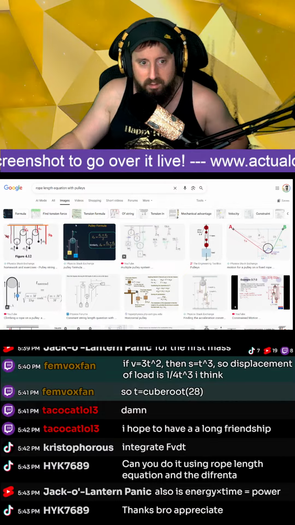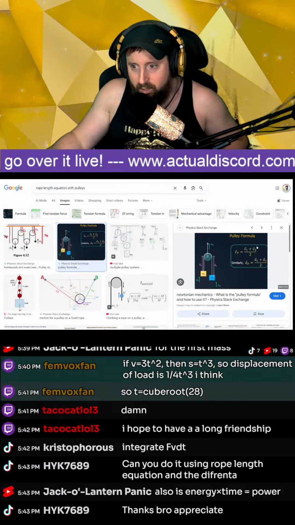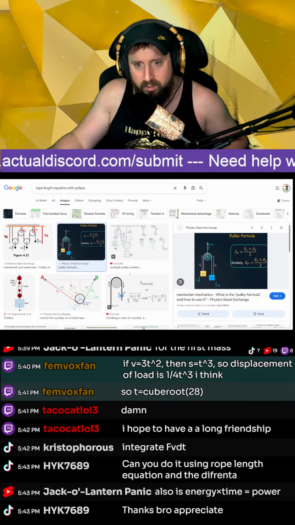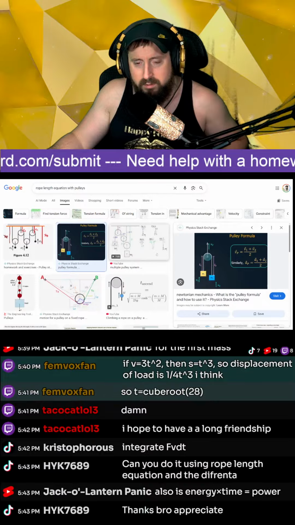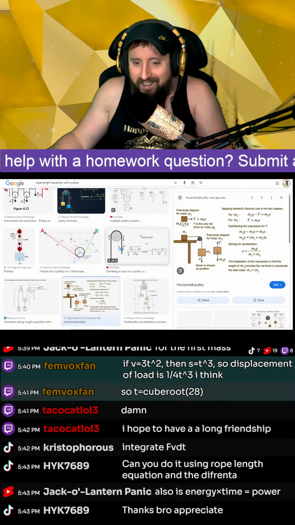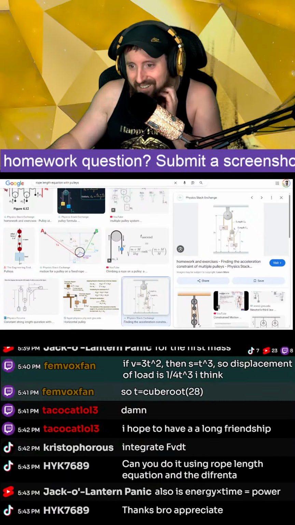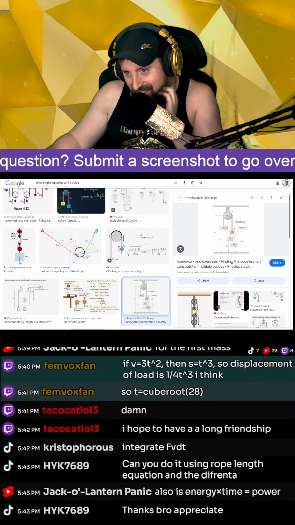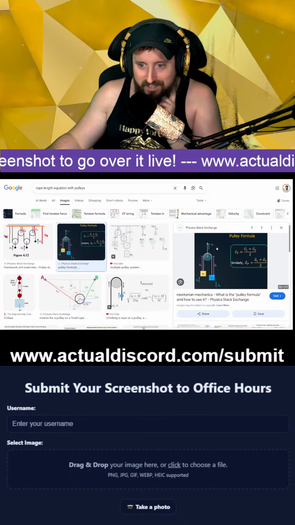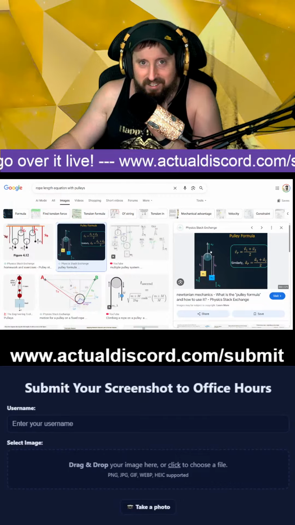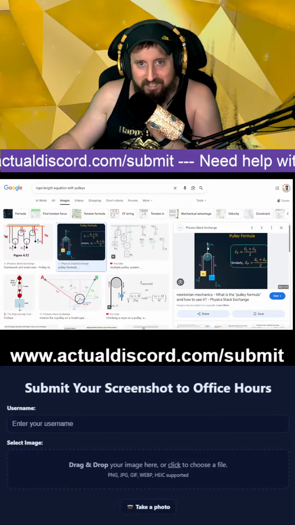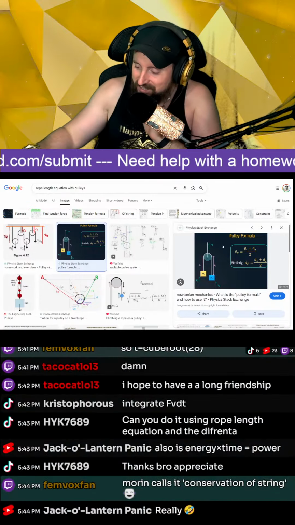I got you, dog. Here we go. Pulley formula. What the fuck is going on here? Oh man, what the fuck is this question? What? Morin calls it conservation of string. I love that, conservation of string.